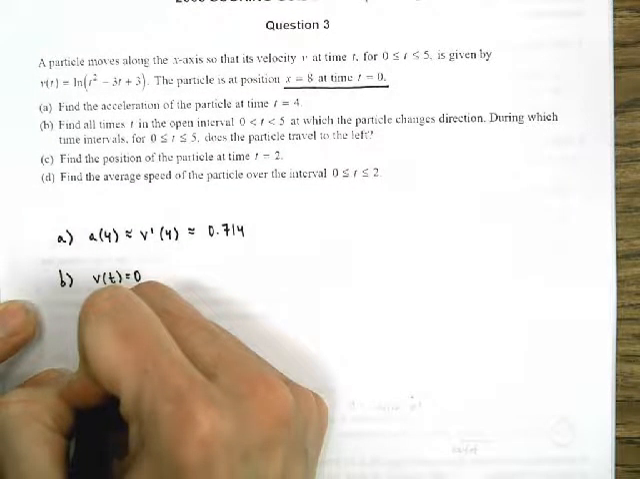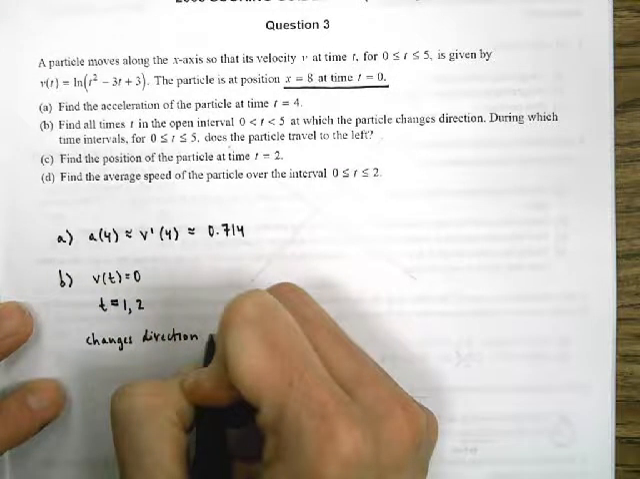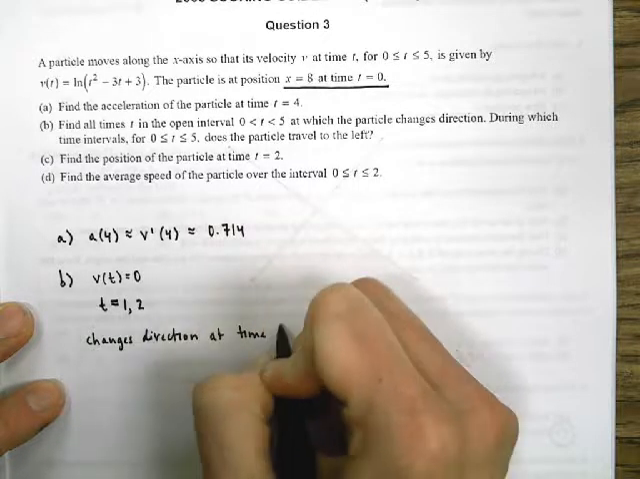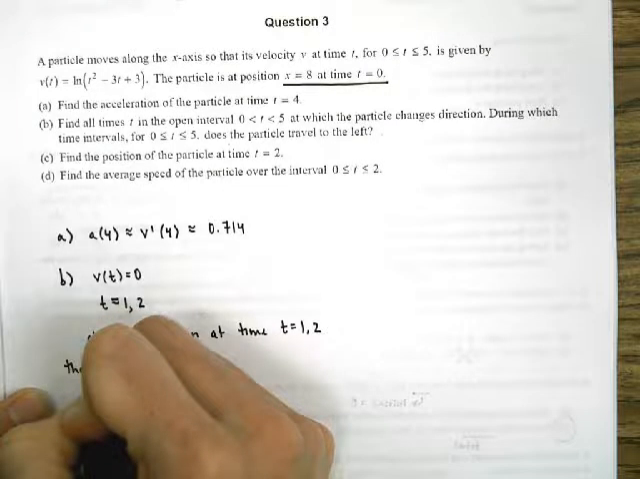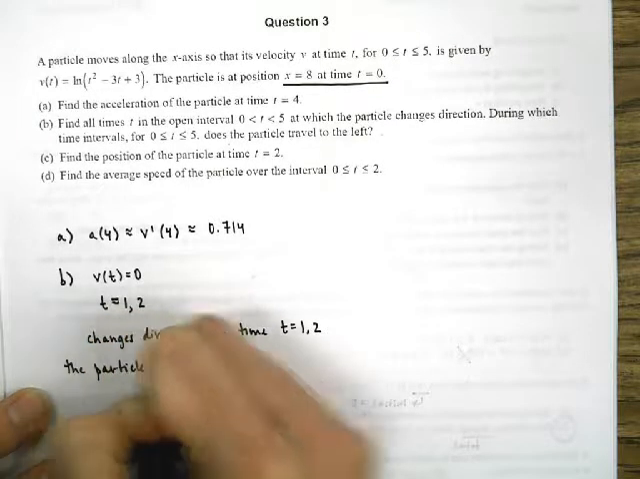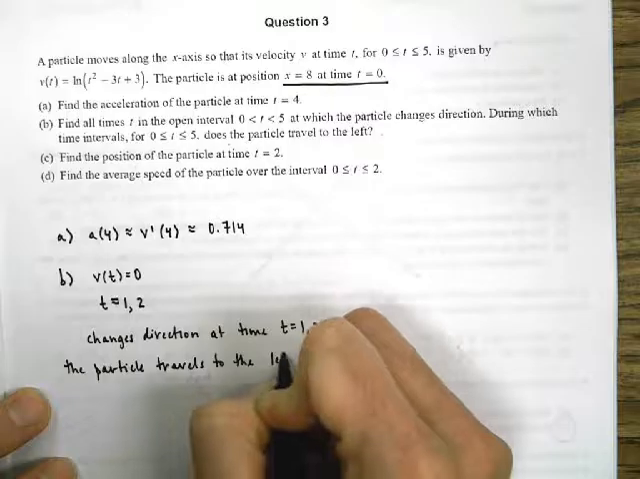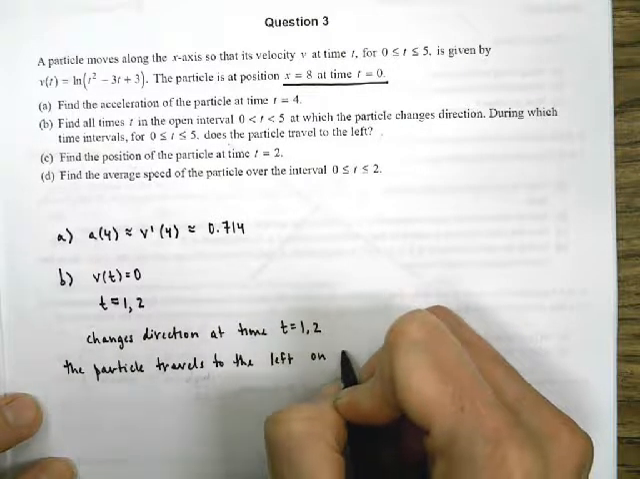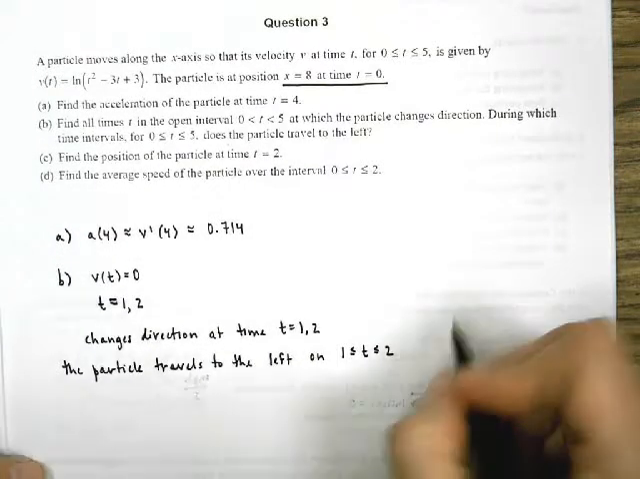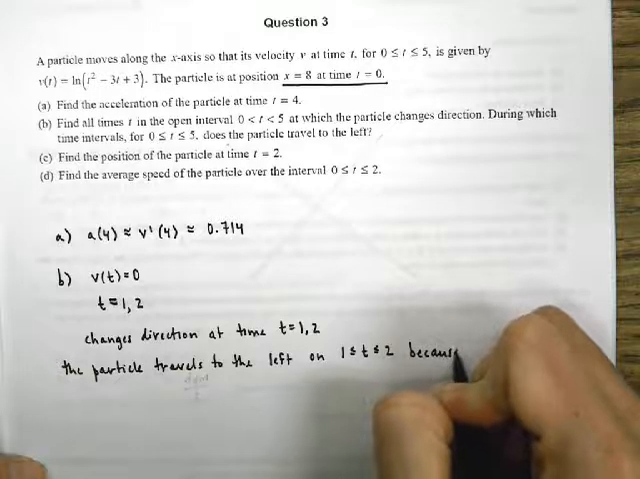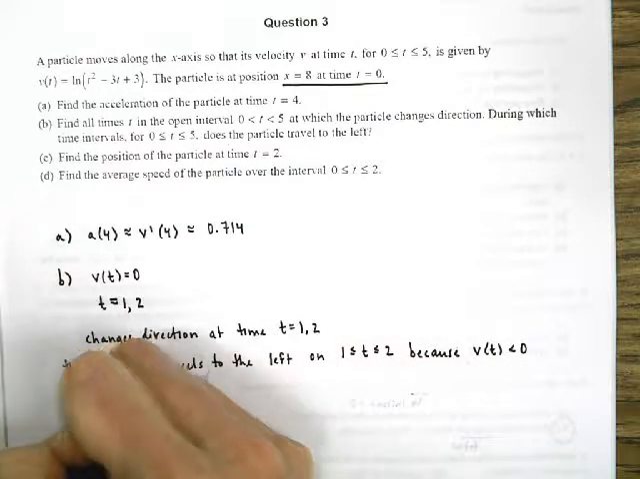Okay, so it changes direction at time t equals 1 and 2. And then the particle travels to the left on the interval between 1 and 2. And I know that because v of t is less than 0 on this interval.